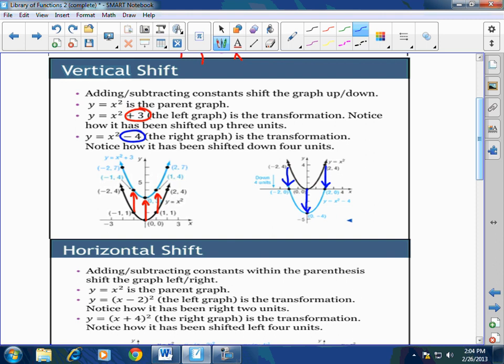When you're going to do this, please remember, you can have different colors if you want, or just graph the parent function in dashes. And then do the real function, the shifted function, in solid lines, please.